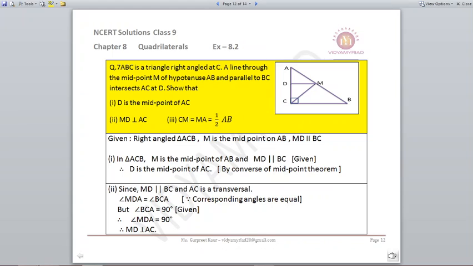Now, when MD is parallel to BC and you take AC as a transversal, you know that angle ADM or MDA will be equal to angle BCA. That means these are forming the corresponding angles. Your BCA is 90 degrees, so your MDA is also equal to 90 degrees using corresponding angles property, because MD is parallel to CB. So, we can also say that MD is perpendicular to AC.